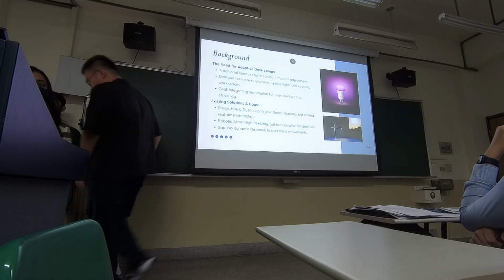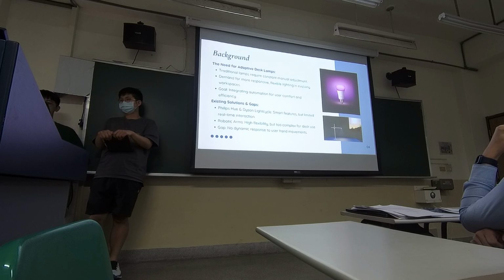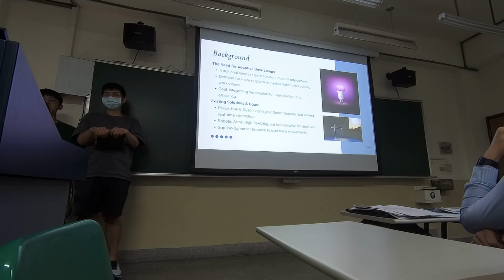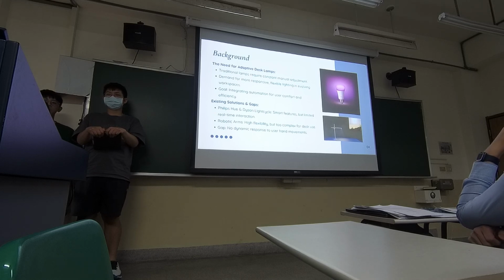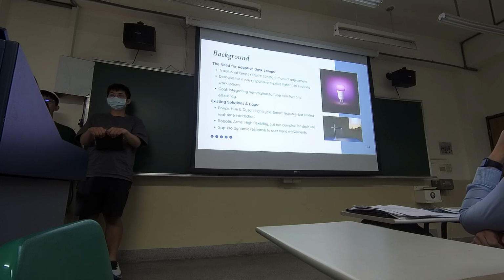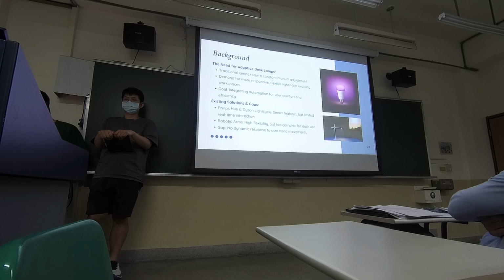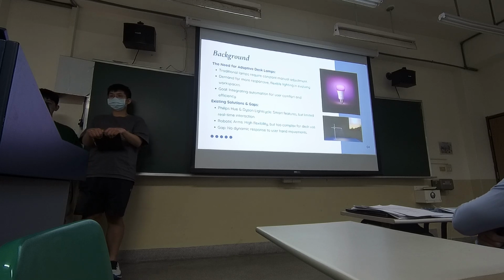So, for the background, the need for an adaptive desk lamp is because as our workspaces continue to evolve with advancing technologies, traditional desk lamps struggle to meet modern demands. They often require manual adjustments, which interrupt workflow and can lead to suboptimal lighting conditions. To address this, we are looking at integrating automation into desk lamps. This would provide a more efficient and adaptable lighting solution, greatly improving both comfort and productivity.